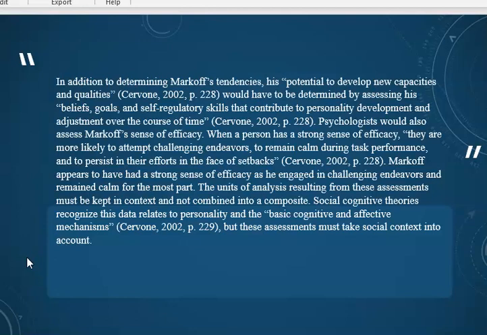When a person has a strong sense of efficacy, they are more likely to attempt challenging endeavors, to remain calm during task performance, and to persist in their efforts in the face of setbacks. Markhoff appears to have had a strong sense of efficacy as he engaged in challenging endeavors and remained calm for the most part. The units of analysis resulting from these assessments must be kept in context and not combined into a composite. Social cognitive theories recognize this data relates to personality and the basic cognitive and affective mechanisms, but these assessments must take social context into account.